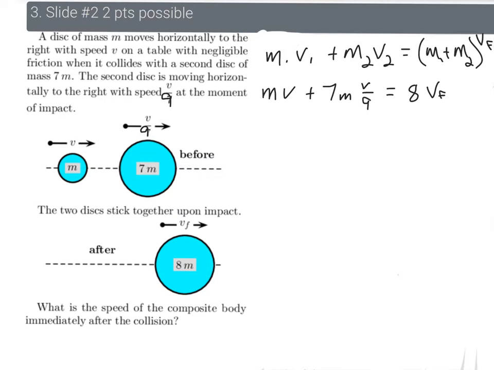Okay, so let's clean this up a little bit. This is going to be mv plus, this would give us 7 over 9 mv. And that's equal to 8 VF. Oh, I forgot the m. That's kind of important. Let's throw that in there. 8 m VF.